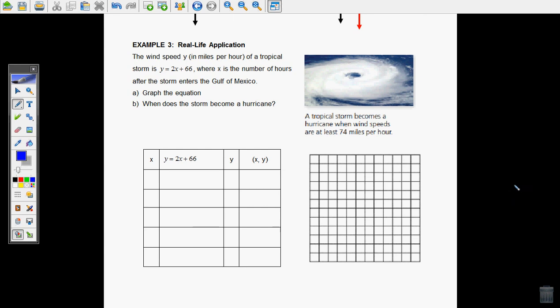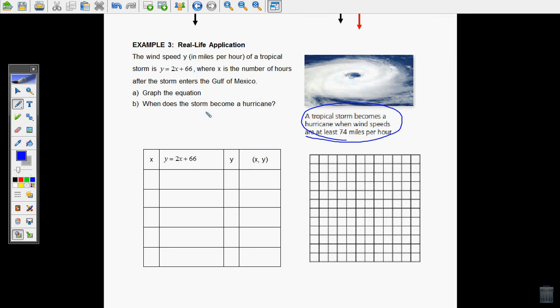The wind speed, y, in miles per hour of a tropical storm is y equals 2x plus 66, where x is the number of hours after the storm enters the Gulf of Mexico. Graph the equation. When does the storm become a hurricane? Well, this second part, we obviously need a little more information, which we are told right there. A tropical storm becomes a hurricane when the wind speeds are at least 74 miles an hour. Our equation is telling us wind speed.